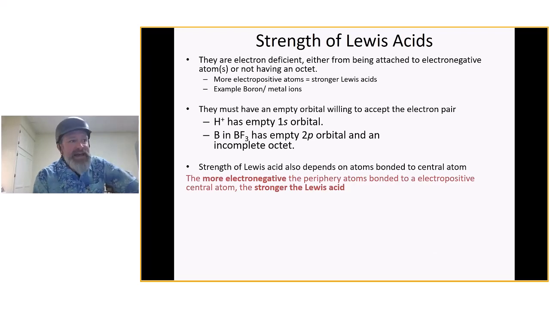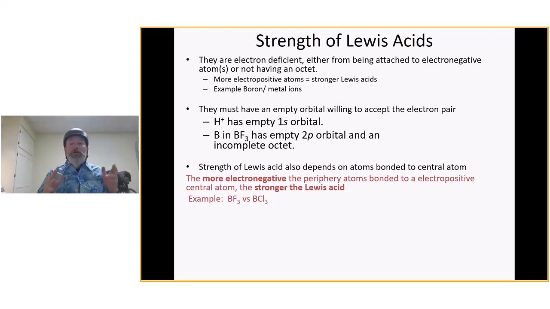The strength of the Lewis acid also depends on atoms bonded to the central atom. The more electronegative the peripheral atoms bonded to an electropositive central atom, the stronger the Lewis acid. So BF3 has 3 very electronegative fluorines attached to it. That makes it a better Lewis acid than any boron-oxygen type compound would make boron.